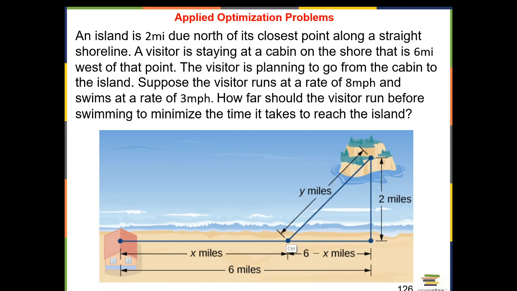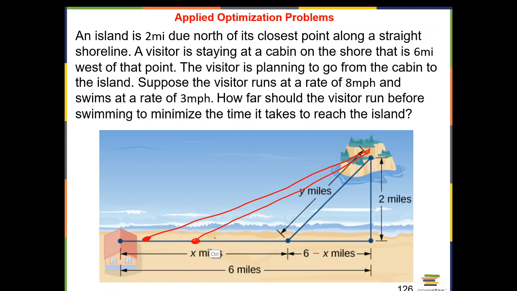But for now, let's say what variables we have. Basically, this point changes. This point could be here, right? And then go to the island, right? It could be here, and then go to the island. So this distance here is actually what is x. It could change, right? So we call that x.